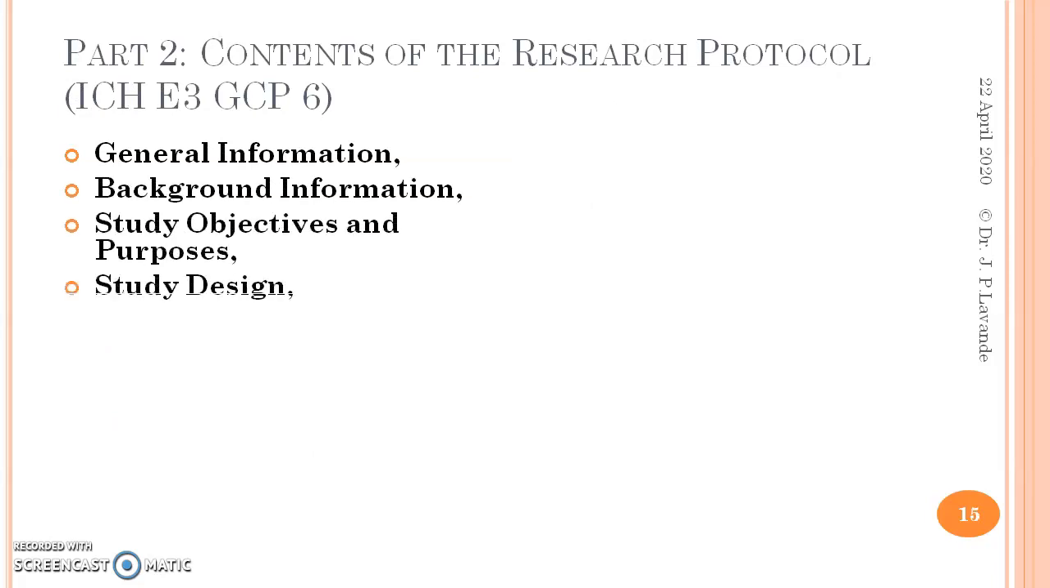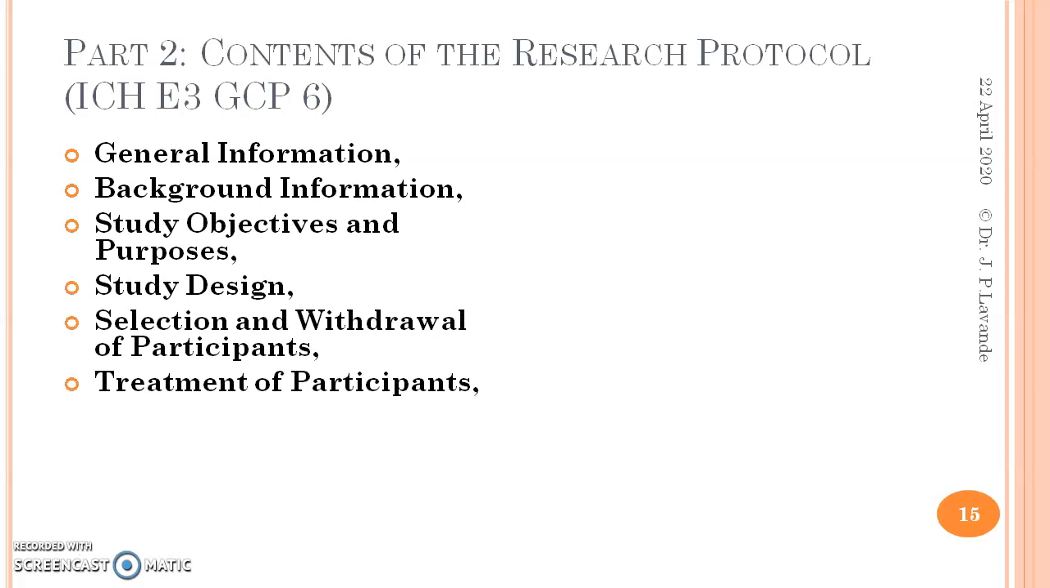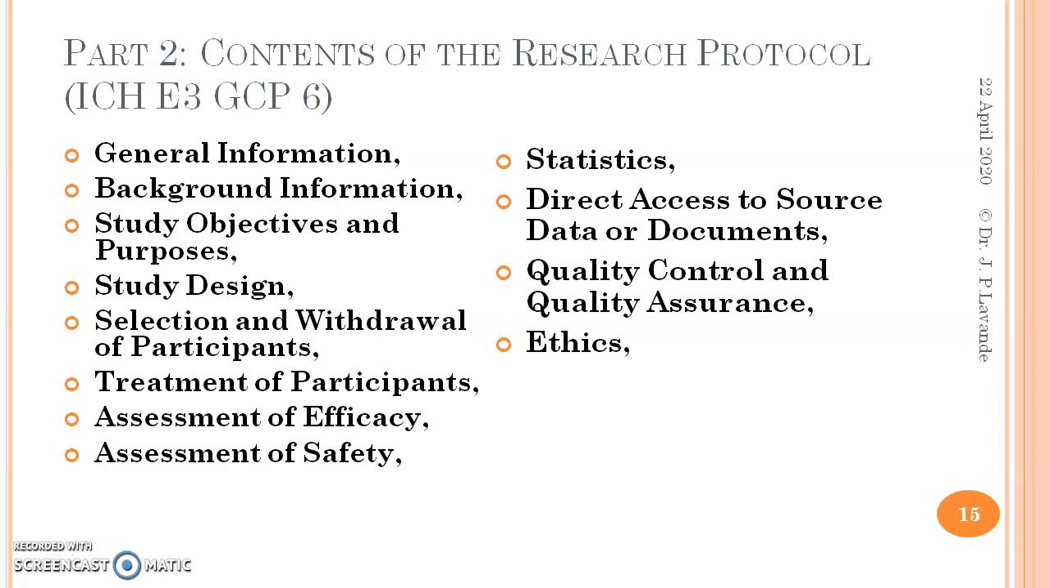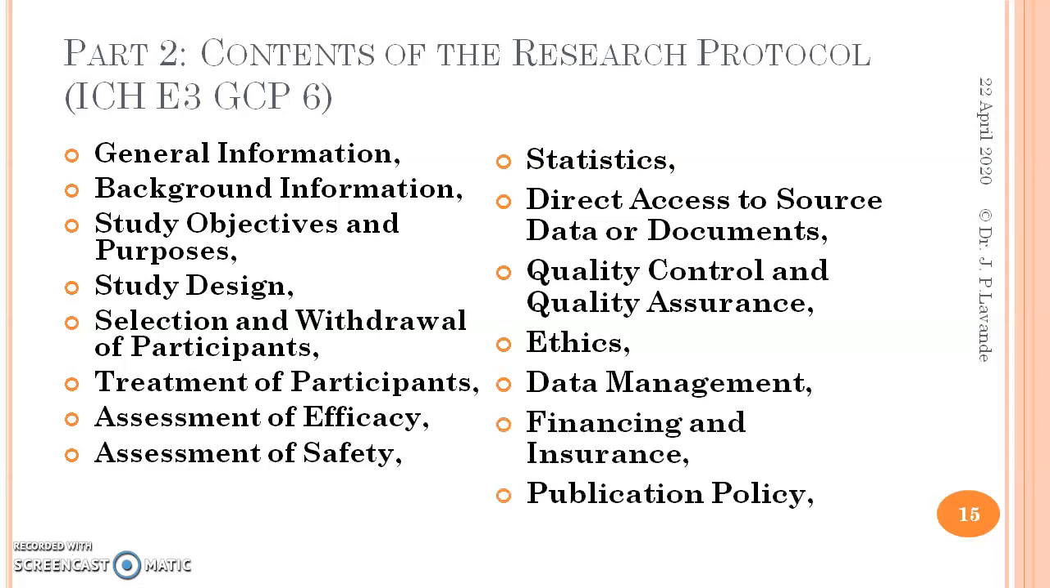So, in this particular video, we have gone through the first 6 different topics and the information related to them in the form of general information, background information, study objectives and purposes, study design, selection and withdrawal of participants, treatment of participants, assessment of efficacy, and assessment of safety. For the remaining 6, we have to go through the next video. Thank you.